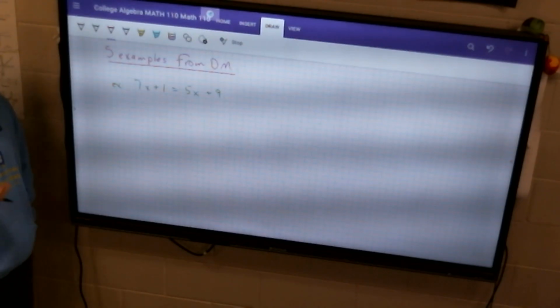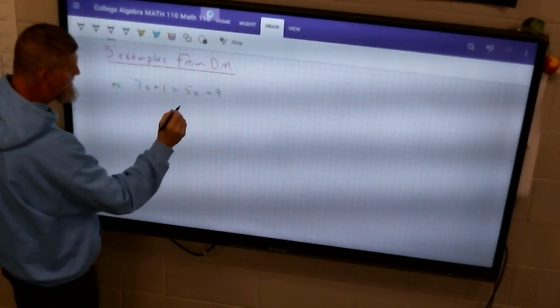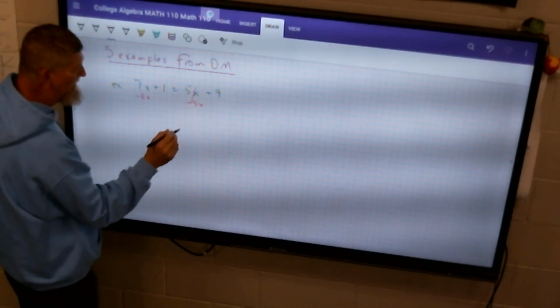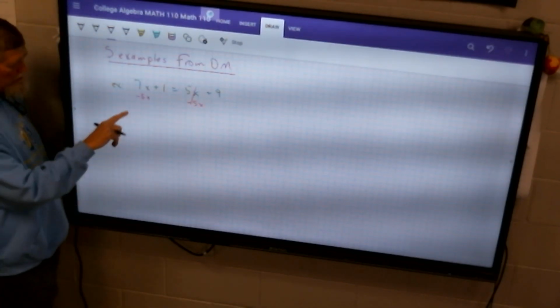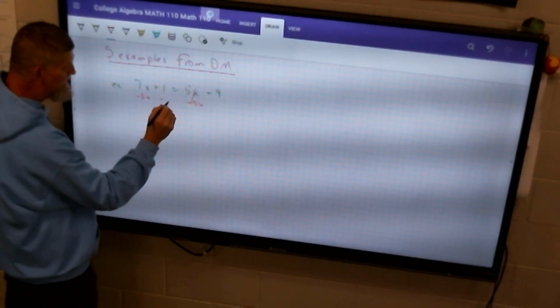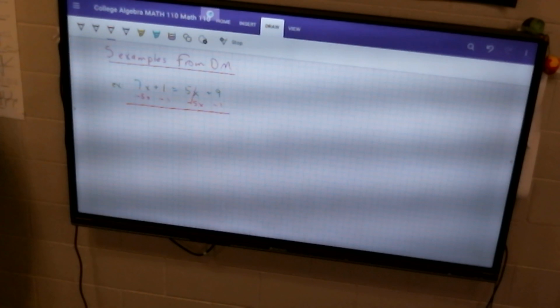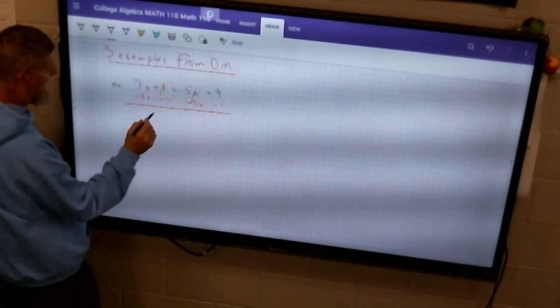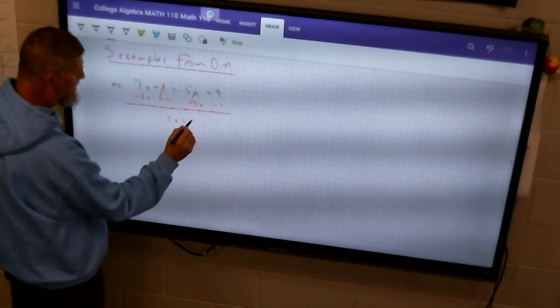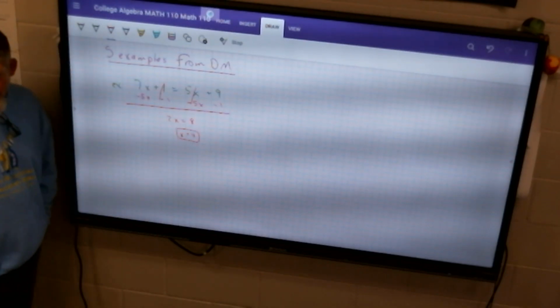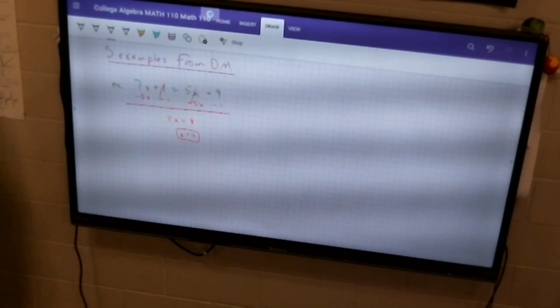So what I'm going to do is move all the letters to one side and numbers to the other. So I'm going to go and subtract 5x. But at the exact same time, I'm going to move the 1 away from the x's. Messiah, I think you already did that, didn't you? Yeah, your first step you already did. So I'm going to end up with 2x equals 8. So x is going to be equal to 4. Okay? You good with that? Beautiful. Second example.